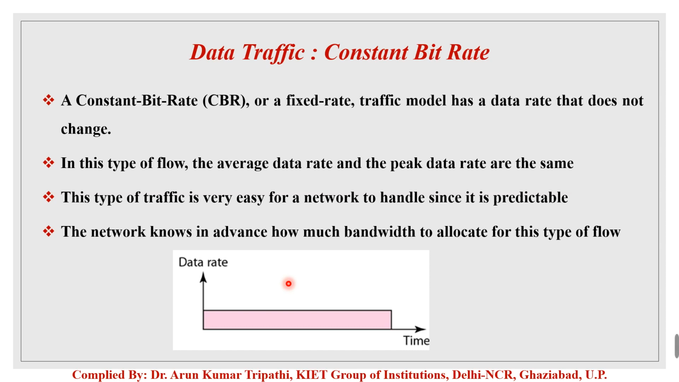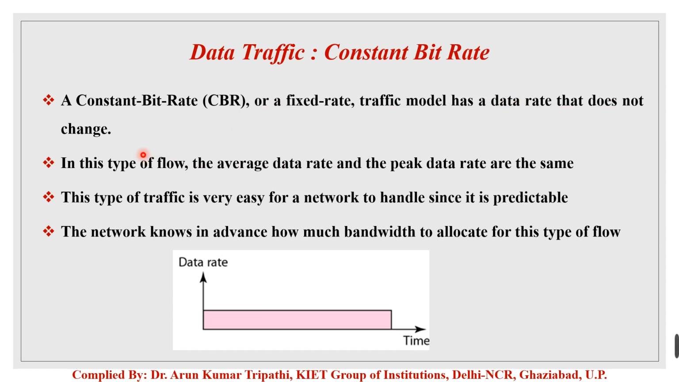So, data traffic is categorized into three parts. The first one is the constant bit rate, or the fixed rate. The data traffic model has a data rate that does not change. That means the data traffic will always be constant. This is an ideal condition.